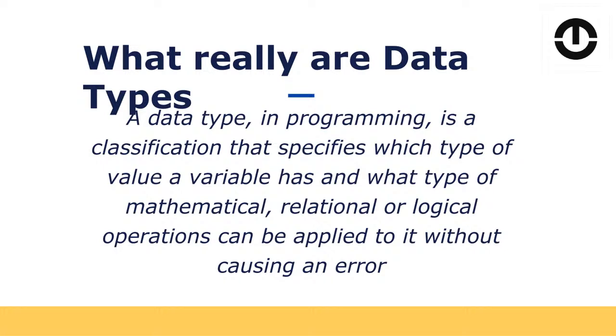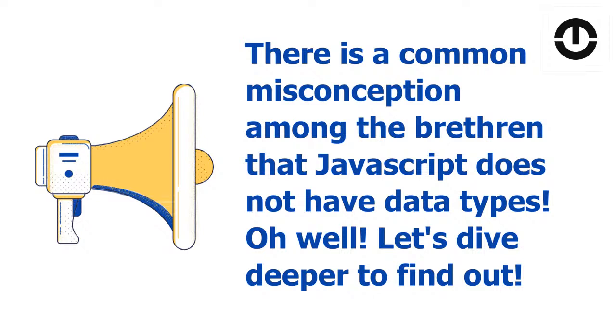If it were a language like Java or C++ or C Sharp, which are strongly typed, you would really need to declare a variable properly before you're able to use it. An undeclared variable would throw an error. So we'll now dive deeper into a common misconception that we have.